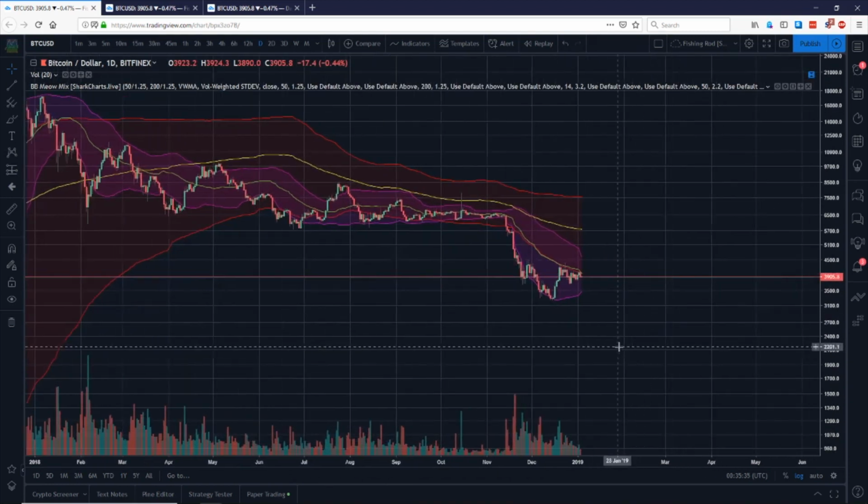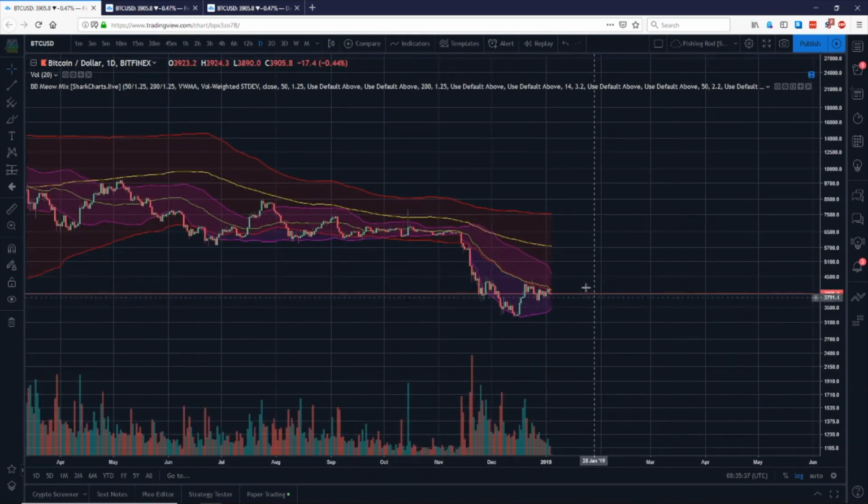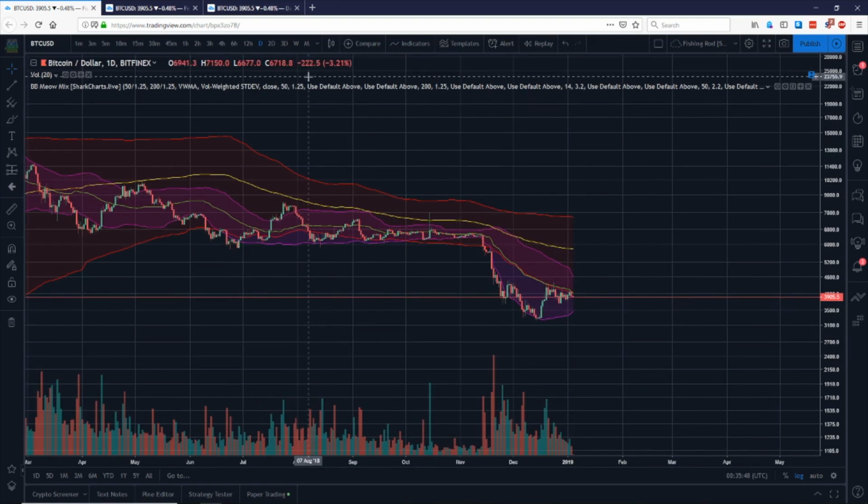As you can see in Bitcoin here, you're getting some pretty good following on the daily chart with VWMA that wasn't necessarily apparent with SMA. With VWMA in particular, you would want to use the volume-weighted standard deviation because that would be technically correct.